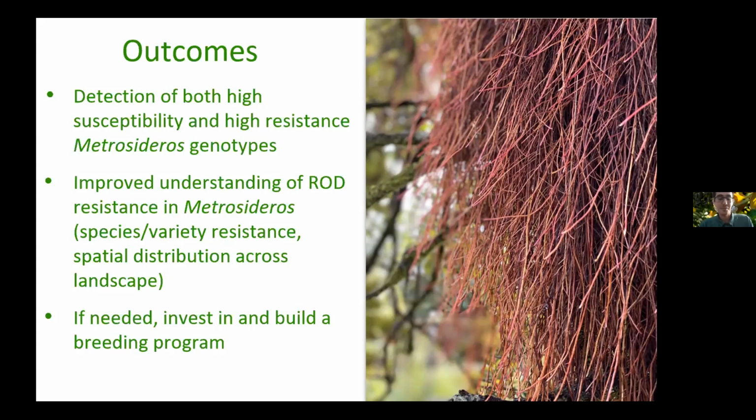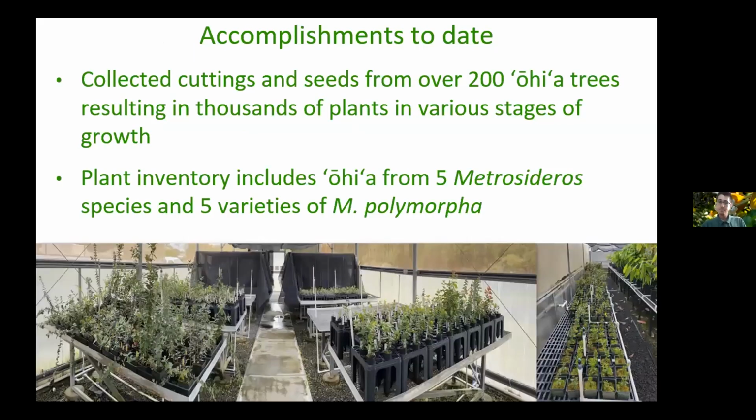And like I mentioned before about levels of resistance, if the resistance is weak, we can invest in a breeding program to really try and boost up the levels that are present. And so we have accomplished in the 3 years that we've been operating a few things. So we've collected cuttings and seeds from over 200 trees throughout Hawaii Island alone, resulting in thousands of plants at various stages of growth. And this is actually our first target for our program. And so we just accomplished that last year.